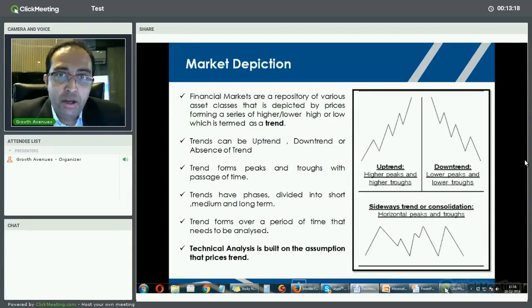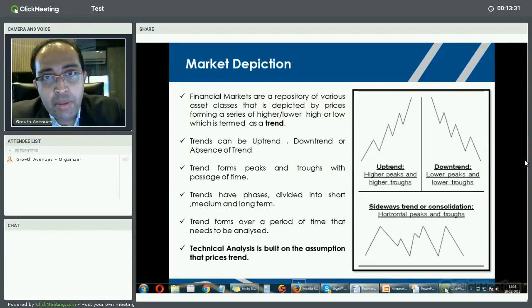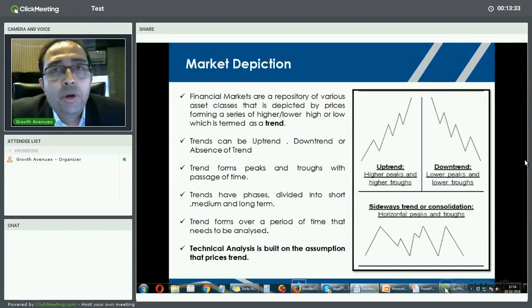Having said that, you need to understand what the current trend in the market is, without which participation in the market is going to be difficult. That's why the title slide is named market depiction, because the market is depicted in the form of trends. The trends can be in any form. It can be an uptrend, it can be a downtrend, or it can be an absence of trend. In the market, there are only two kinds of trend: an uptrend or a downtrend. People sometimes say sideways trend, but there is nothing called a sideways trend. It's just an absence of trend.